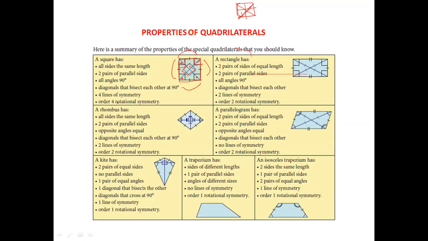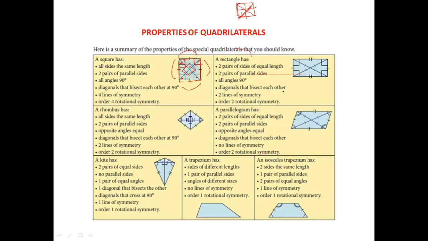Order 4 rotational symmetry. What was the order of rotational symmetry? It was when you turn 90 degrees, 180 degrees, 270 degrees, and the last one is 360 degrees. When you rotate it, the shape is not changing. That's why in 360 degrees we have order 4 rotational symmetry.